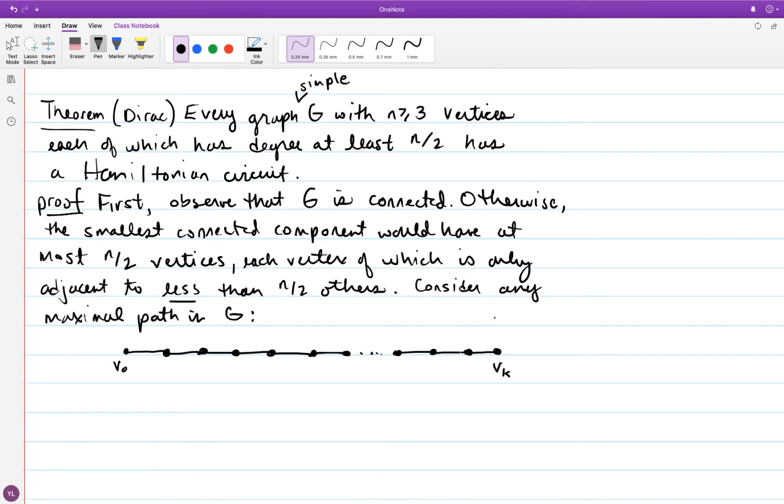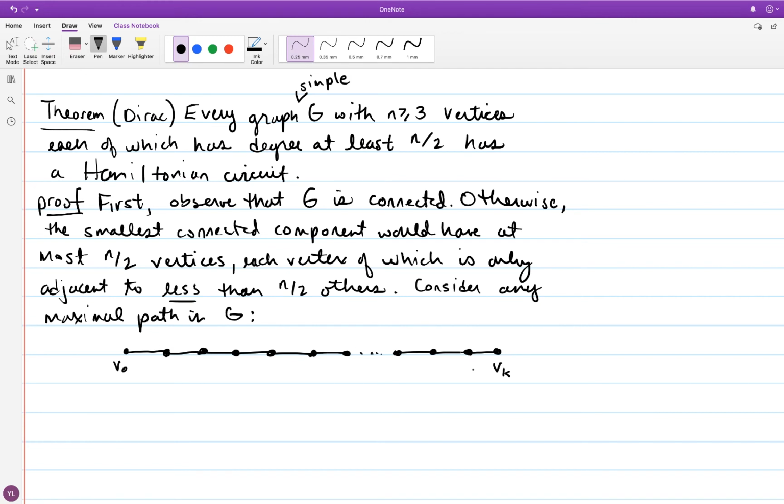I mean maximal in that if I've arrived at VK, there are no other vertices that I can visit without either repeating one of the vertices back here, or traveling over an edge that I already have, which means that I would be returning to a vertex that I've already visited. So that's what I mean by maximal path in G.